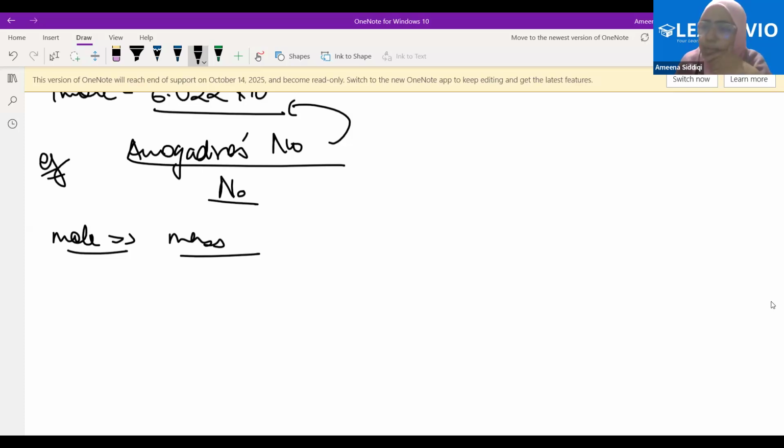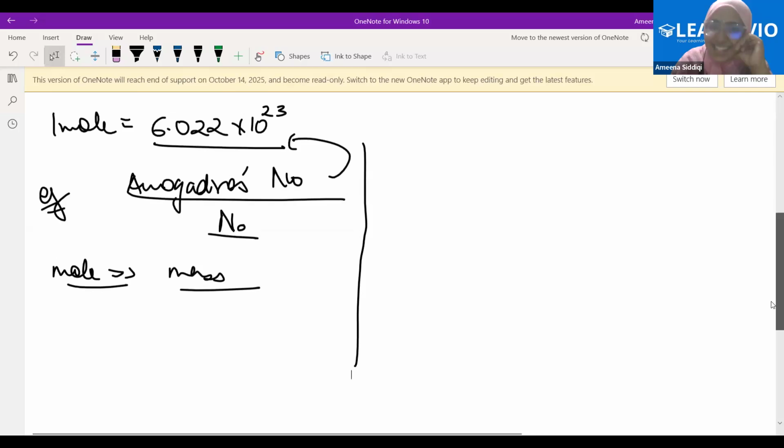How is mole related to the mass? Is mole related to the mass? Yes, because it's the number of particles. More the mass, more the number of particles, less the mass, less the number of particles. Excellent. And what is the relation between them? It's directly proportional.